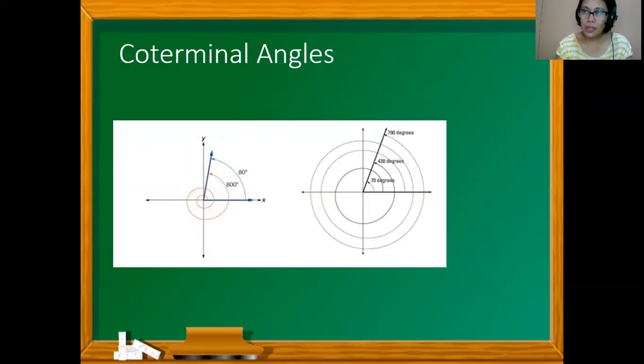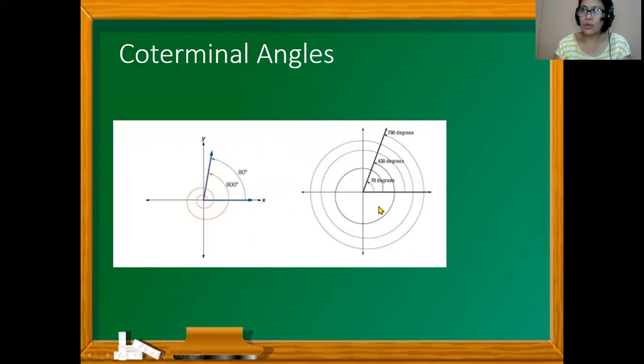Now, a complete rotation of a ray results in an angle measuring 360 degrees. By continuous rotation, angles of measure larger than 360 degrees can be produced. The angles in the figure below with measures 80 and 880 have the same initial side and the same terminal side, but different amounts of rotation. Such angles are called coterminal angles, so their measures differ by a multiple of 360 degrees.